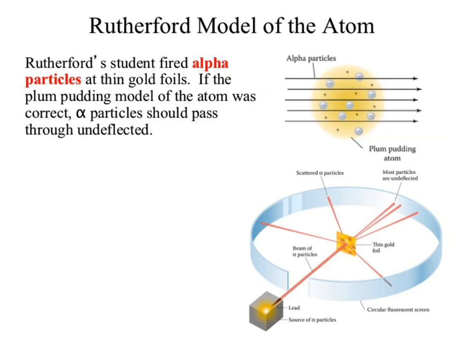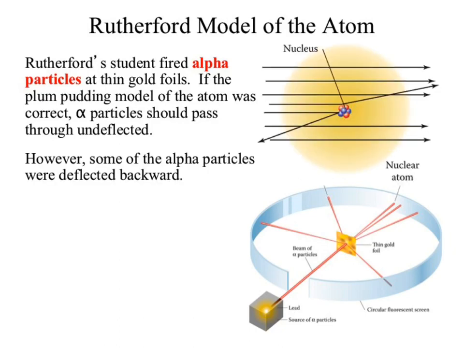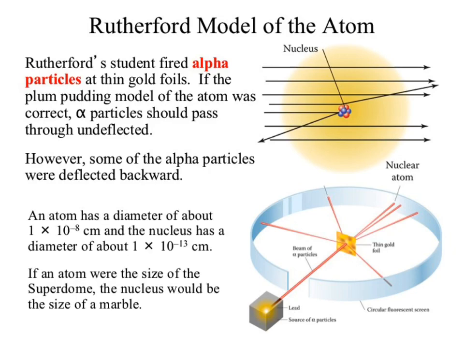Plum pudding is wrong, and we have a nucleus. We know that nucleus to be supermassive and positively charged. So Rutherford's model says we have protons in a nucleus. That's pretty huge as far as our discovery goes. The electrons are then the sea around the nucleus. Get an idea of size.